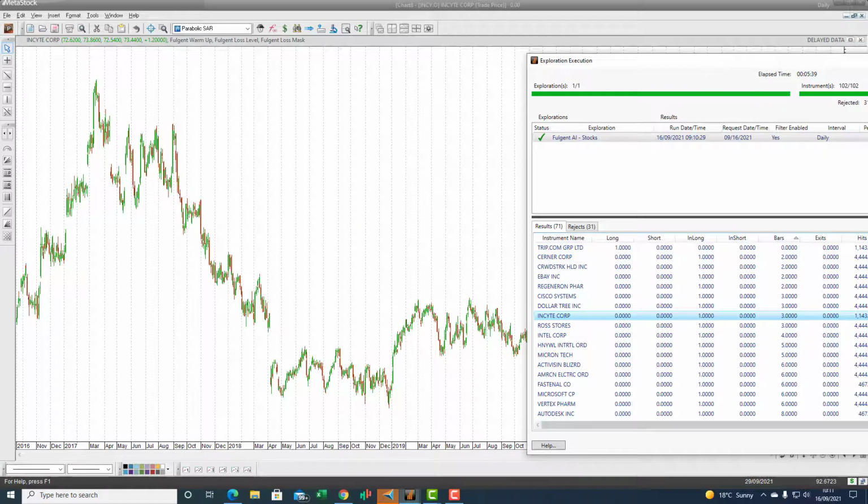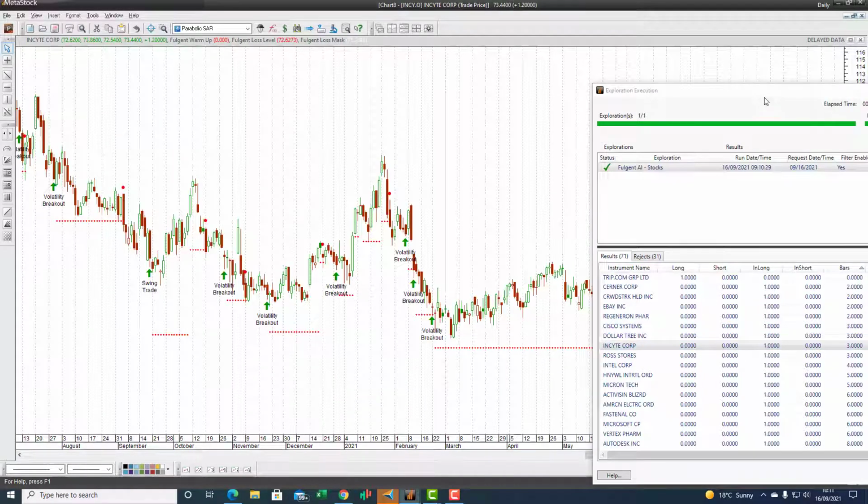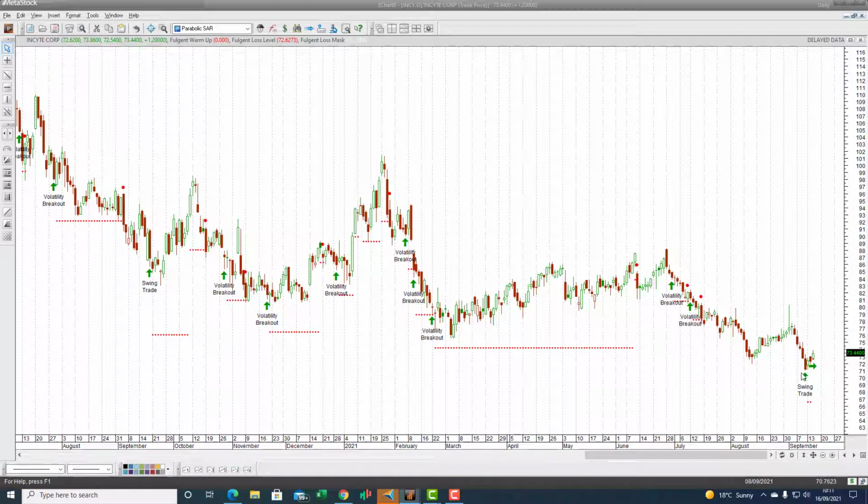Takes a few seconds to load. There we go. Also a swing trade in this one.